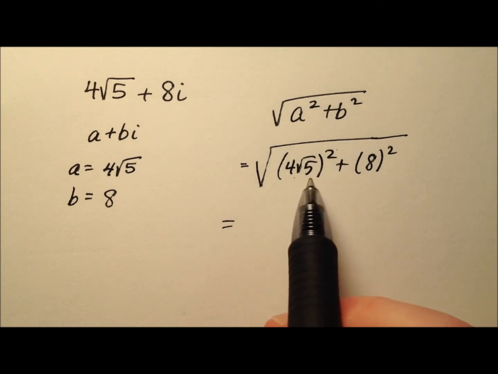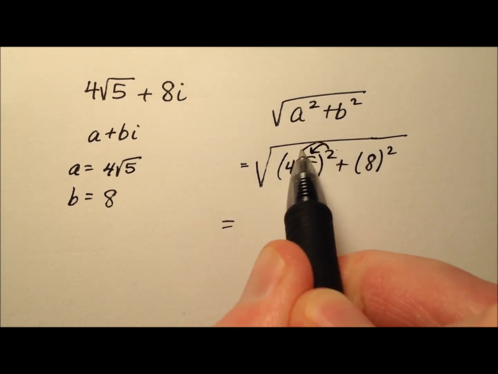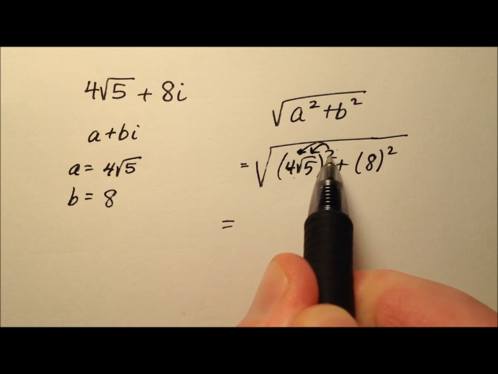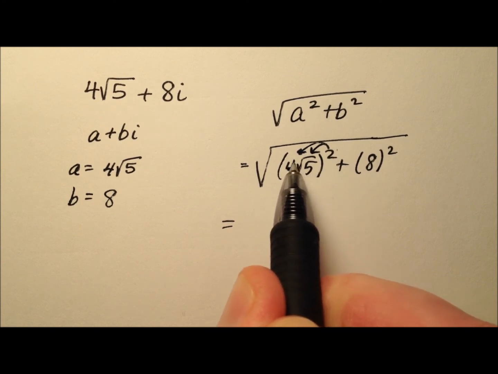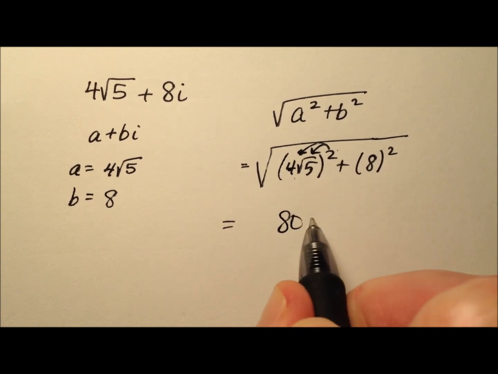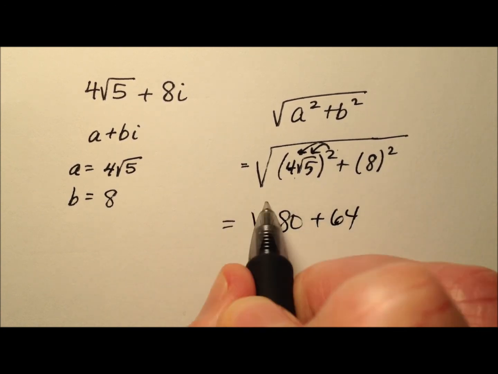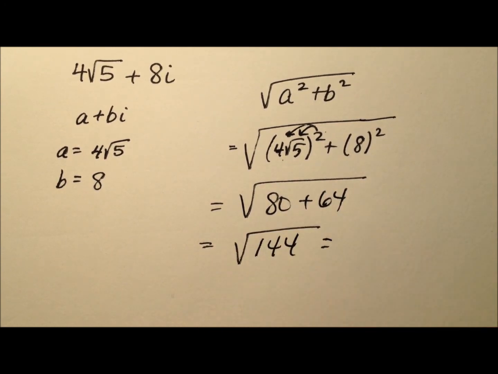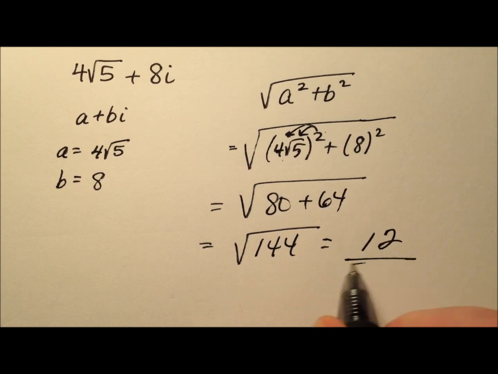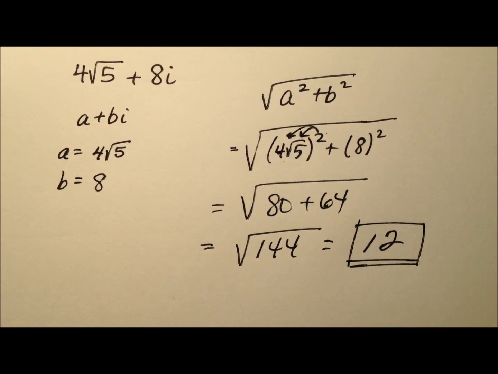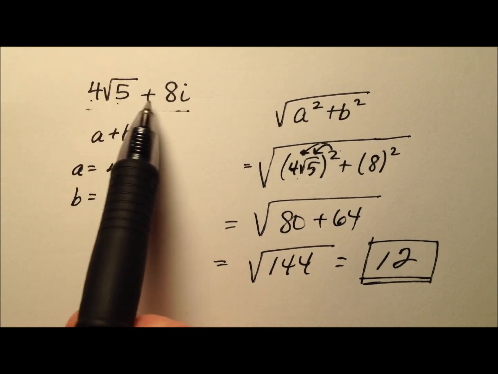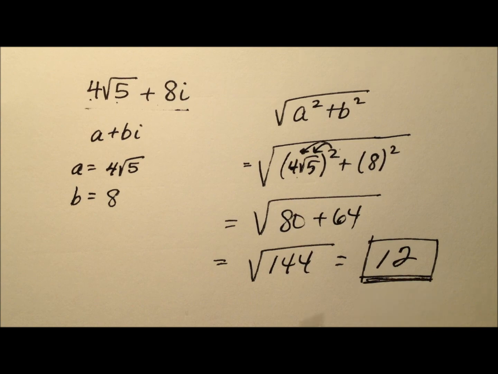Okay, well, how do you square this radical? Well, it's going to be 4 times 4 is 16, and then the square root of 5 squared is just 5. So 16 times 5 is 80. And then, of course, 8 squared is 64. When I add those, I get the square root of 144. Well, that's nice because that's a perfect square. So the value here is going to be 12. So the absolute value, or the modulus, of 4 radical 5 plus 8i is just 12.